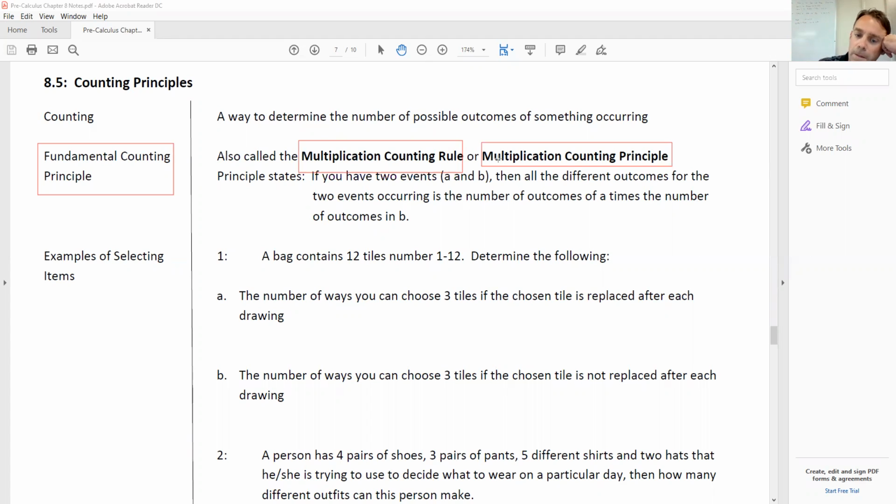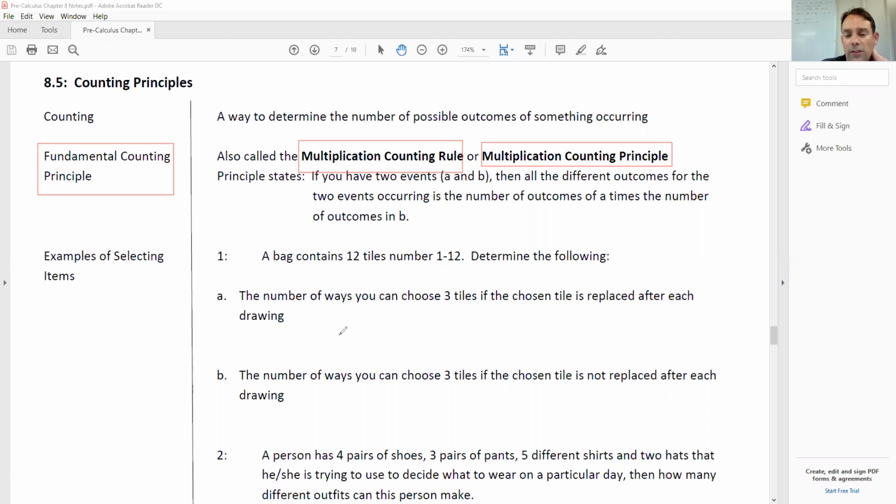In other words, we multiply all the outcomes for each event together to figure out how many different ways we can create items. So for instance, say I have water or iced tea, and I'm going to eat a veggie burger, a hamburger, or a cheeseburger. How many different types of meals can I make? 2 drinks, 3 types of burgers, 2 times 3, there are 6 meals.